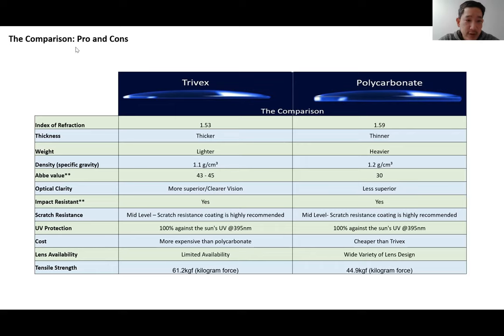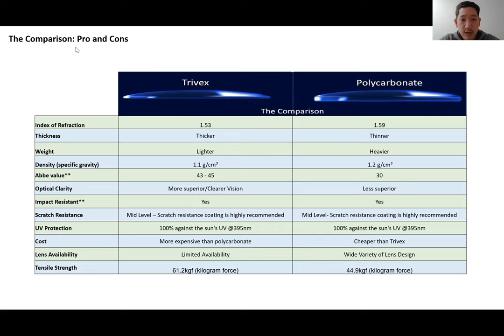So in terms of UV protection, the good thing is both of them have 100% UV protection against the sun at 395 nanometers. These are built into the lens, so you don't need to add extra UV protection. Rest assured that these two lenses have an inherent UV protection.